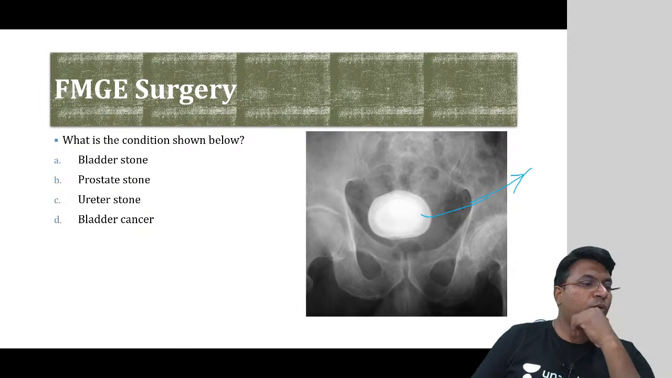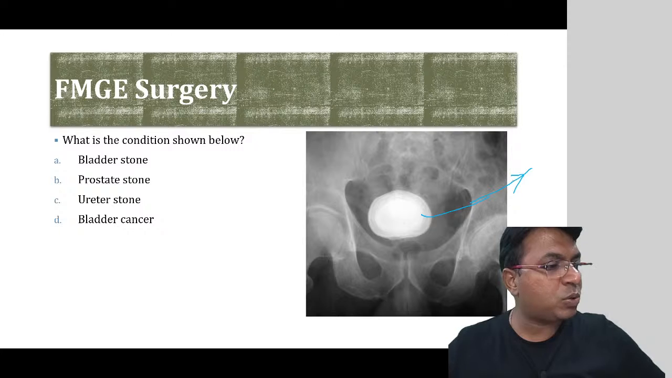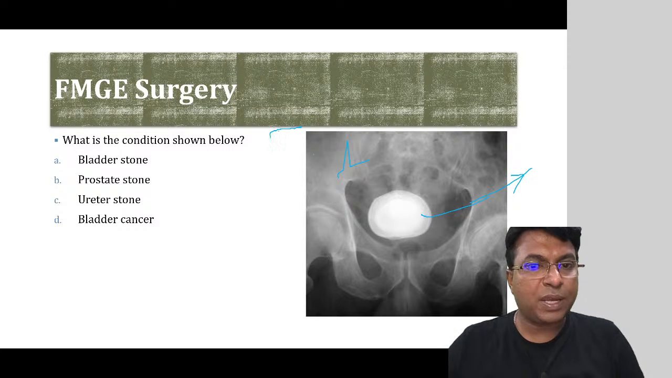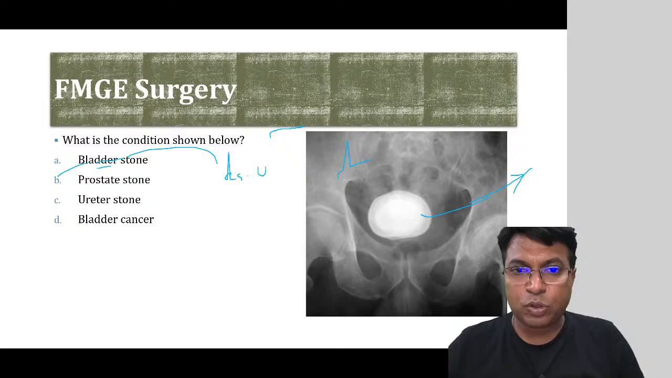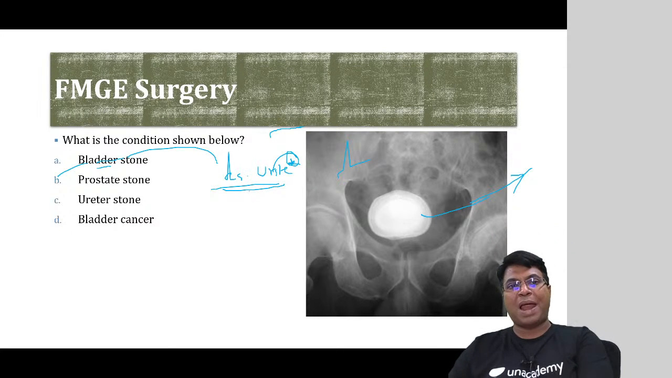So what is the condition shown here? It is due to bladder stones. Please remember, it is due to bladder stones. You can see a radiopaque bladder stone. The most common bladder stone is the calcium urate stone. The calcium urate stone is the most common stone in the bladder.